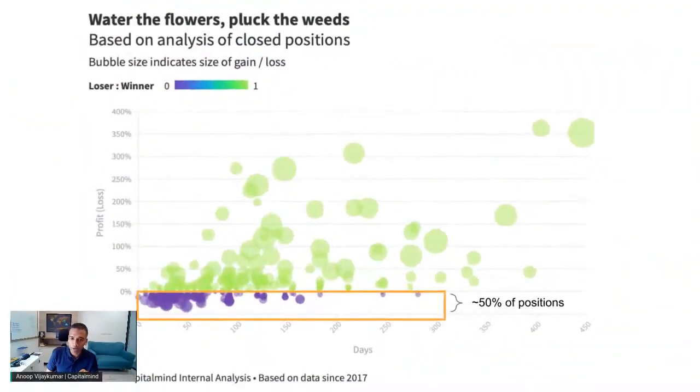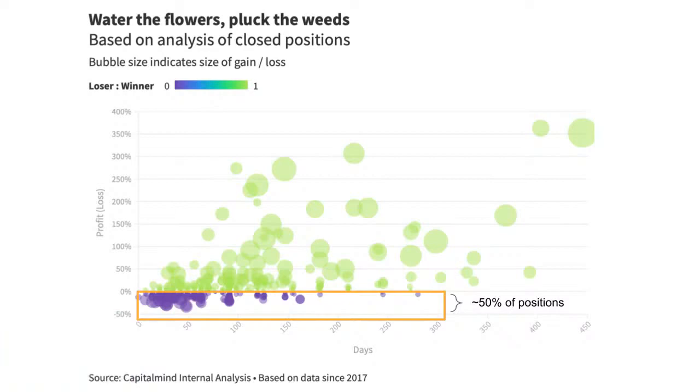So coming to that first point about having lots of losers. This chart essentially shows different closed positions over the last couple of years. The x-axis shows the number of days the stock was in the portfolio. The y-axis is the return in percent. The color of the bubble shows whether it was exited at a profit or a loss. The green are the winners, and the purple are the losers. And the size of the bubble is the allocation, or the position size, or the impact it had on the portfolio in terms of gain or loss.